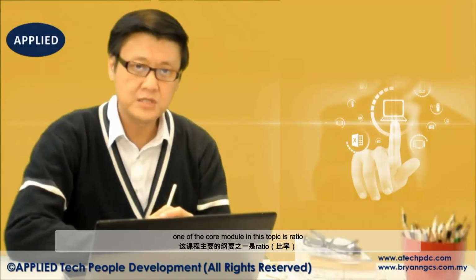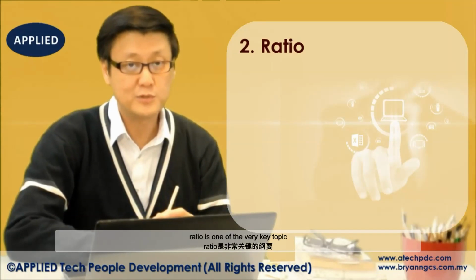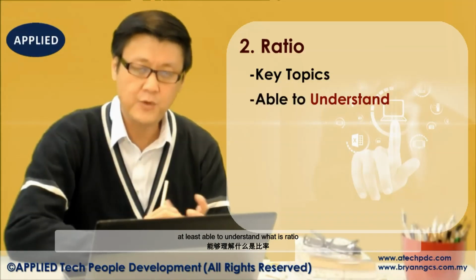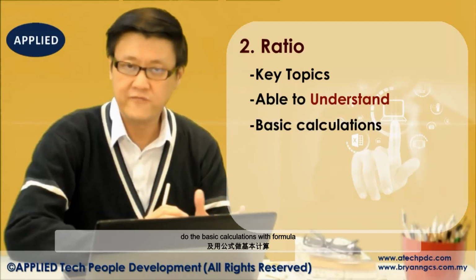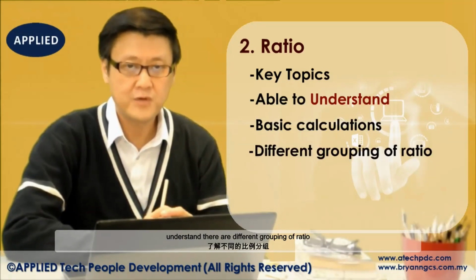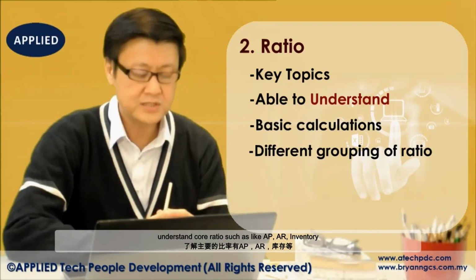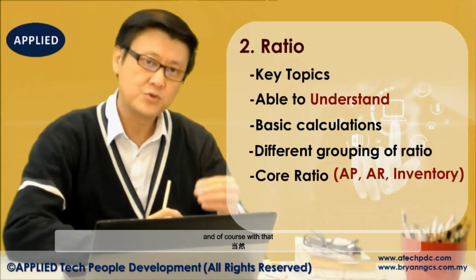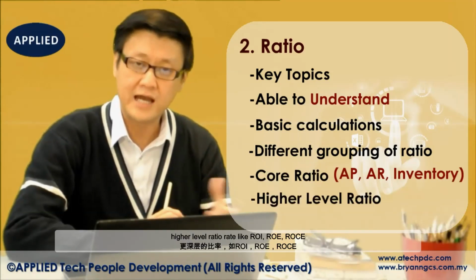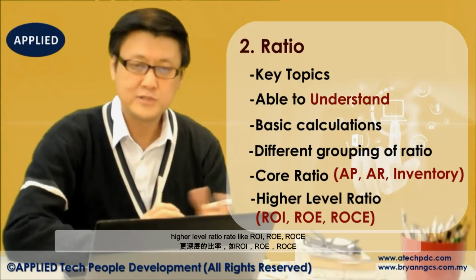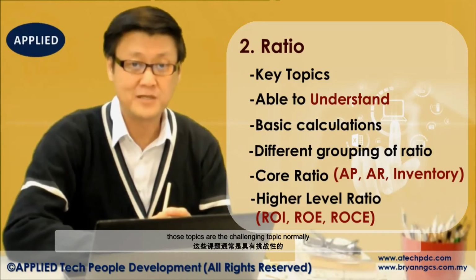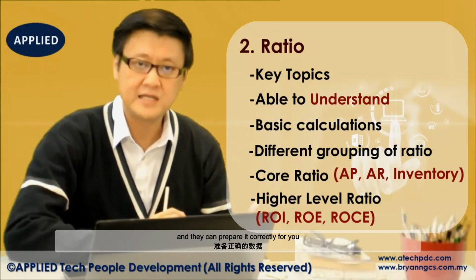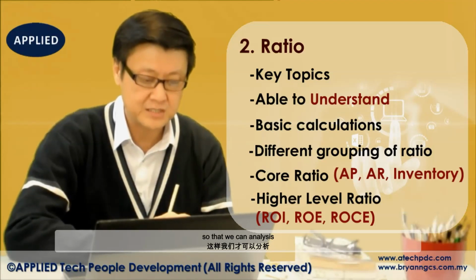One of the core modules in this topic is ratios. Ratio is one of the very key topics. What we want them to do is at least understand what a ratio is, do the basic calculation and the formula, understand there are different groupings of ratios, and understand core ratios such as AP, AR and inventory, and how to calculate them. And of course, we also help them understand higher-level ratios like ROI, ROE and ROC. Those are normally the challenging topics. At least if they understand, they can prepare those numbers correctly for you, so they can do your analysis.